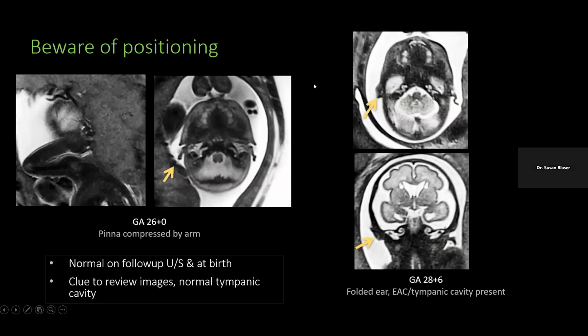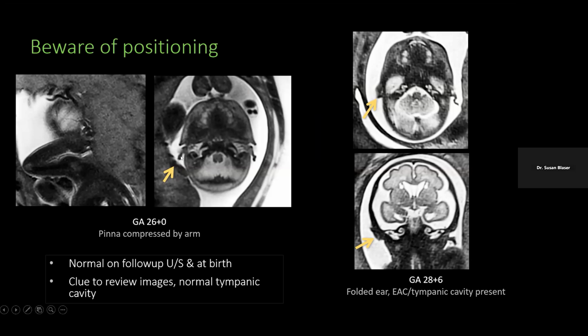Now, beware of positioning. So I've already showed you what the pinna should look like. So I'm going to show you two different sequences in the same fetus. We were following them up for brain. Here at 26 weeks, you can see that the hand on this particular image was pulling on that pinna, but the pinna looks normal. Here's the EAC. You can see a bit of the semicircular canals. There's your cochlear base. Your basal turn. Here is your eustachian tube going to the midline. Here is your tympanic recess. And you have certainly some abnormalities in terms of your cisterna magna.